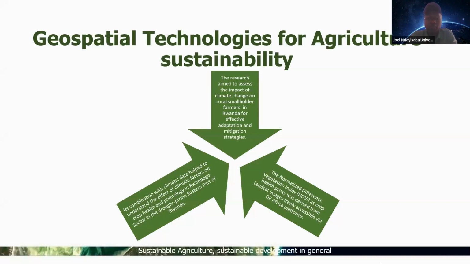Here, our research aimed to assess the impact of climate change on rural smallholder farmers in Rwanda for effective adaptation and mitigation strategies, by using NDVI, or Normalized Difference Vegetation Index, as a crop health proxy derived from Landsat images freely accessible via the Digital Earth Africa platform. Combined with climatic data, it helped us understand the effects of climatic factors on crop health and phenology in the Nyimbogo sector, in the drought-prone eastern part of our country.